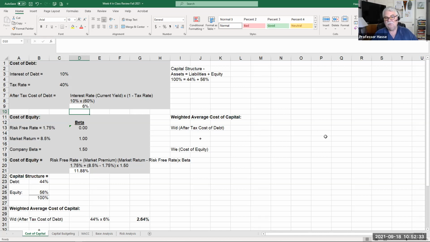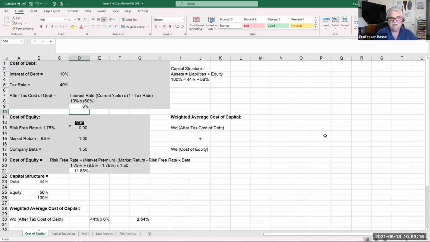The cost of equity you did with your company last week in case number 1. I gave you a company and asked you to find their beta. I gave you some specific interest rates to determine their cost of equity, and you did that. All of you did a very good job on that. Notice in this example, the risk-free rate with a beta of 0 is 1.75%. The market return is 8.5%. That has an average risk in the market of 1. This company's specific beta, the company going out and getting the money, is 1.5, a fairly risky company.